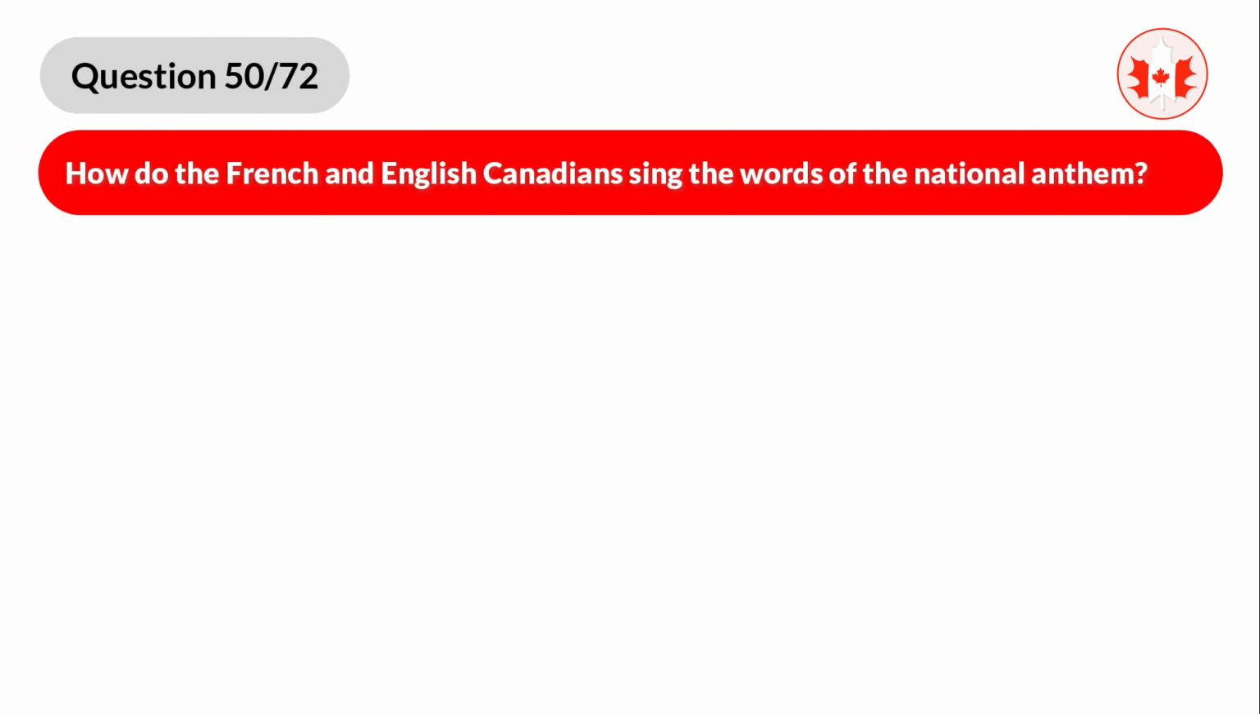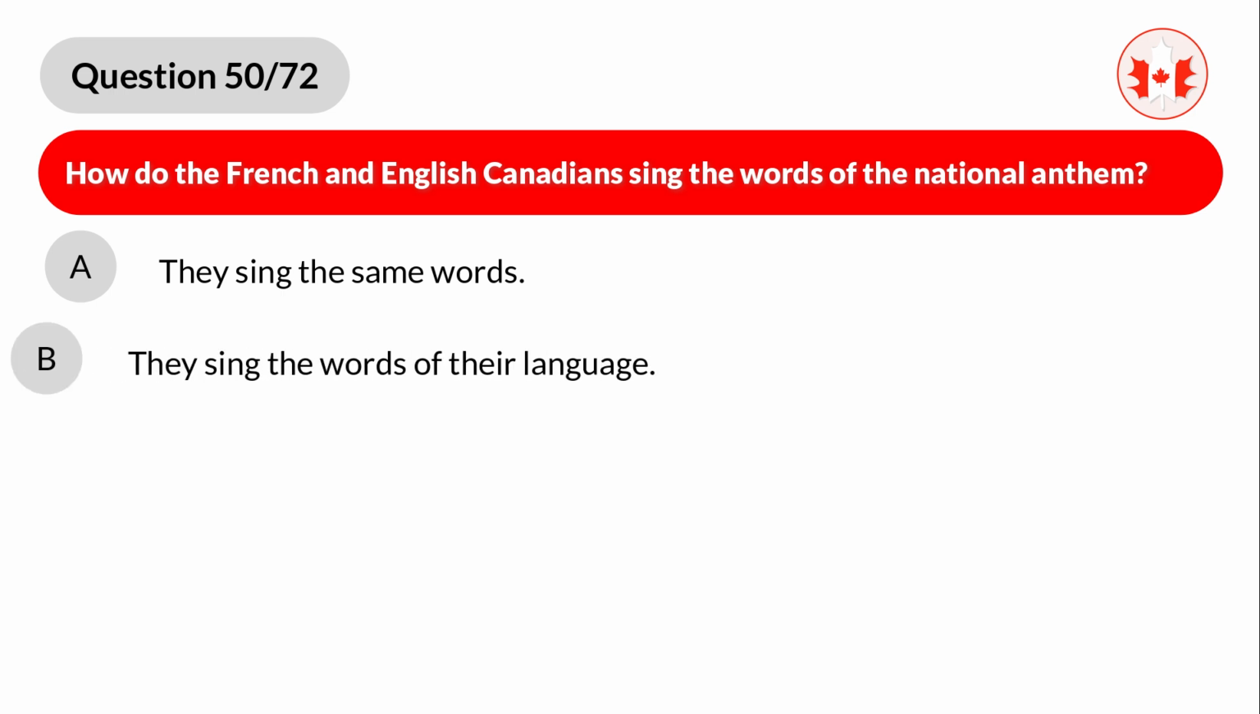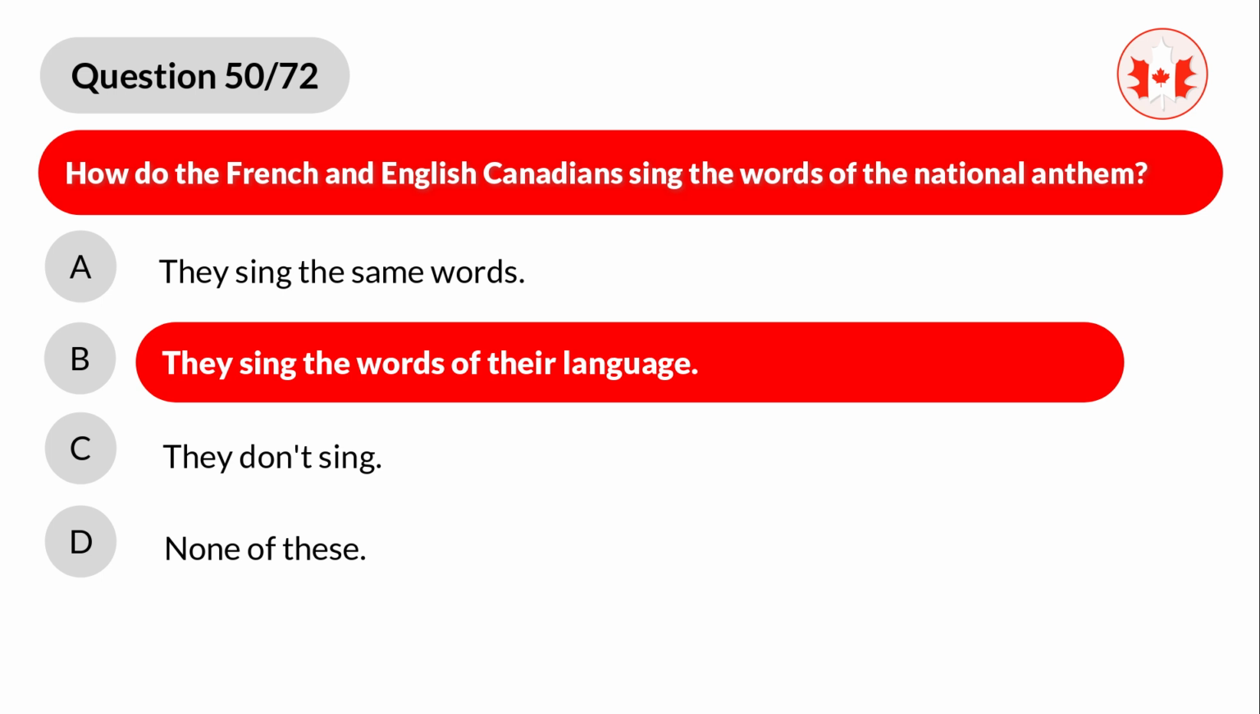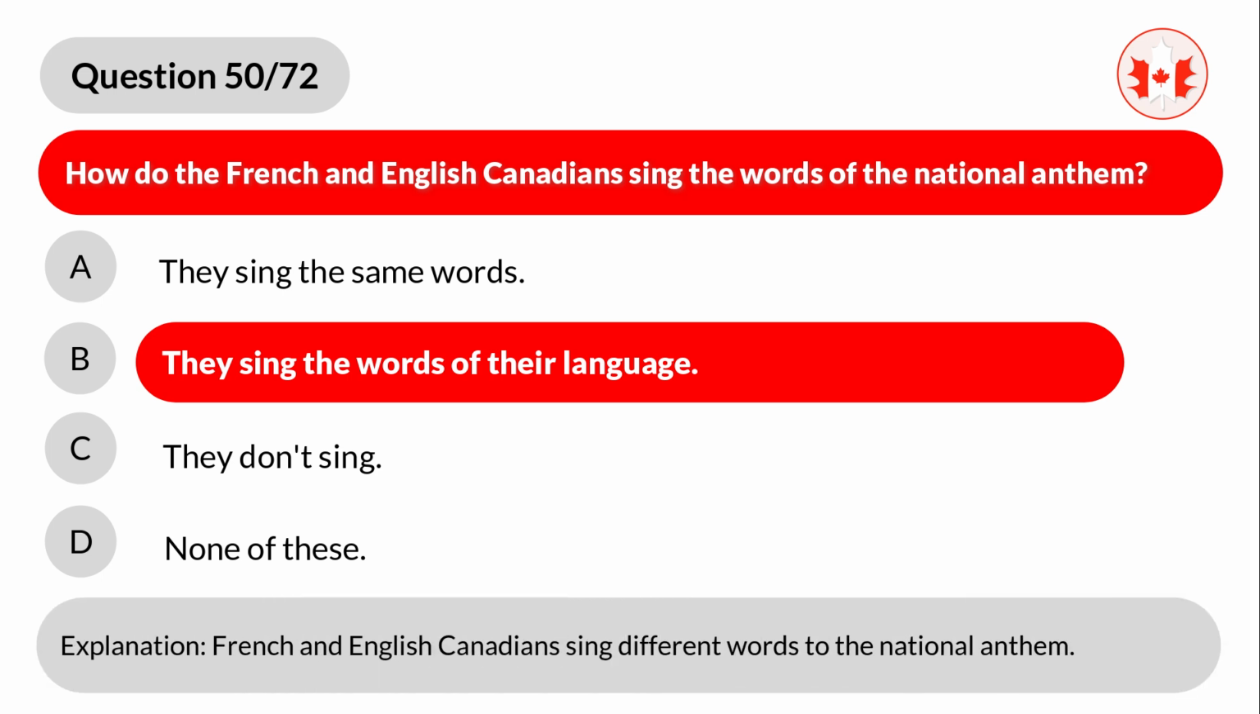Question 50. How do the French and English Canadians sing the words of the national anthem? A. They sing the same words. B. They sing the words of their language. C. They don't sing. D. None of these. The correct answer is B. They sing the words of their language. Explanation: French and English Canadians sing different words to the national anthem.